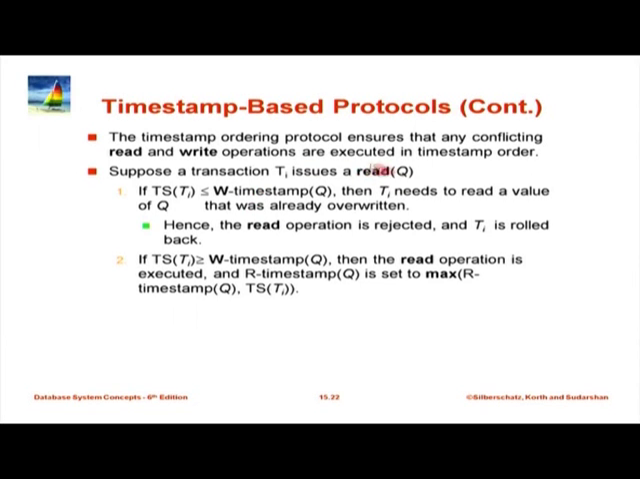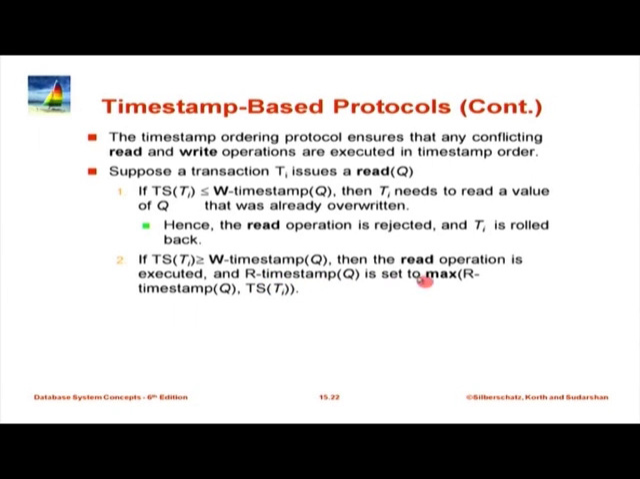Supposing a transaction Ti issues a read of Q. Now, supposing its timestamp is less than the write timestamp of Q, then what does it mean? A transaction with a later timestamp has already written Q. The value which this transaction should have read should have been an older value. If it reads this new value, it's going to be serialized after that other transaction. But that is going to violate the timestamp ordering. This transaction's timestamp is less than the timestamp of the transaction that wrote Q. So the only thing you can do is to roll back Ti. So if the transaction timestamp is less than the write timestamp, it's rolled back. Otherwise, the read operation is executed. And one more thing is done.